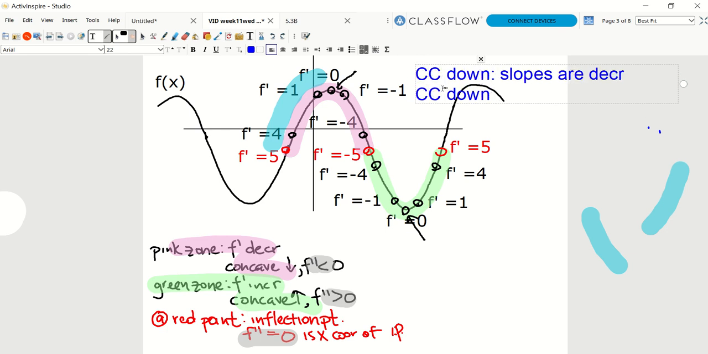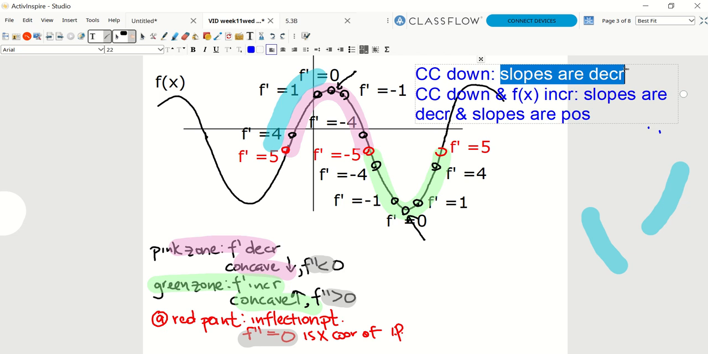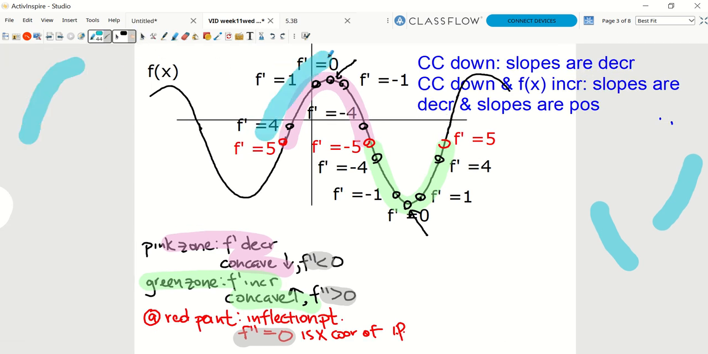If it's concave down and f of x is increasing, then slopes are decreasing as we established, and the slopes are positive. Look at this blue highlight, which is concave down and f of x is increasing: the slopes are all positive, 5, 4, 1. So again, if it's just straight up concave down, we only have one condition, slopes are decreasing. That would be this whole blue right here, which is basically the pink. If we have two conditions, concave down and f of x increasing, then it's just half of the pink, which is the blue right here.